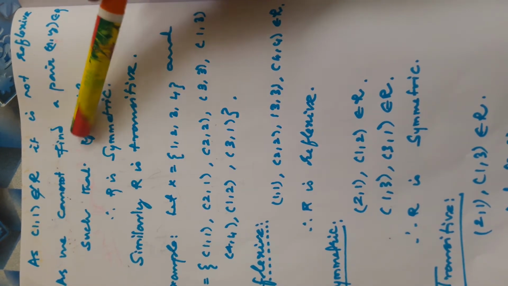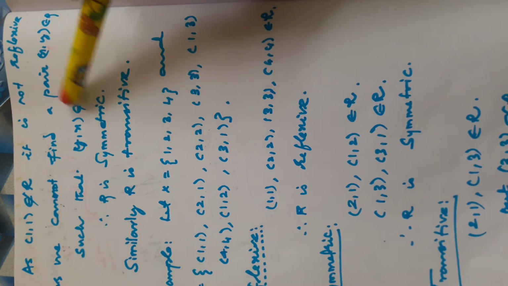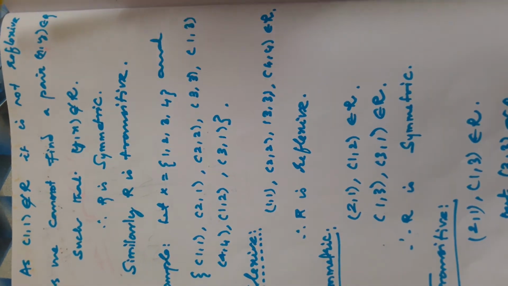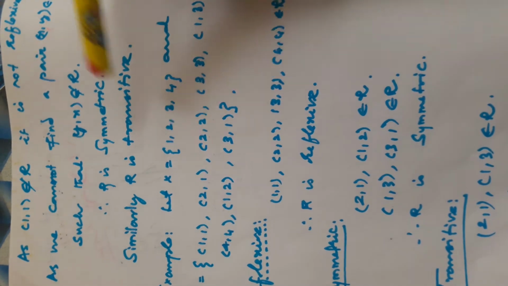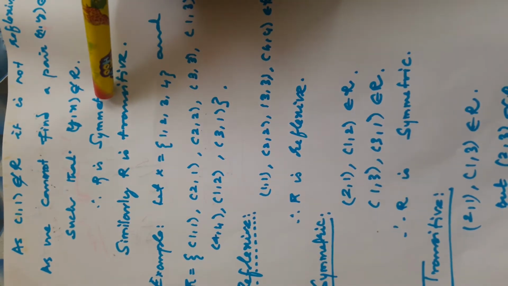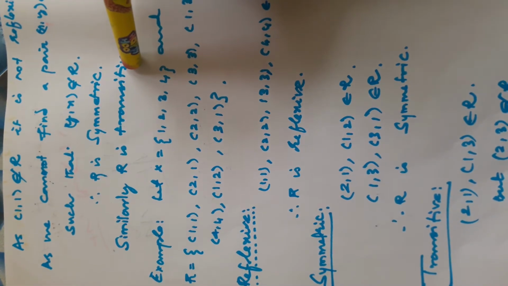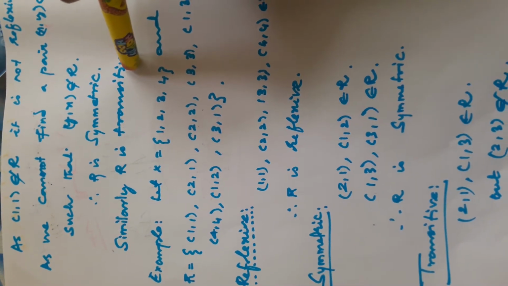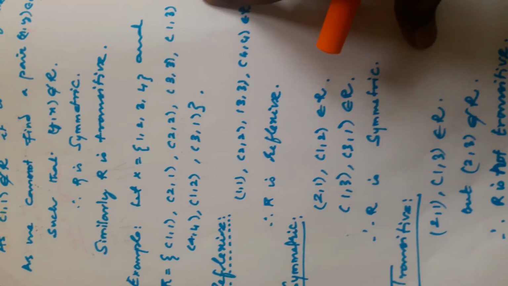But as we cannot find a pair (x, y) belonging to R such that (y, x) does not belong to R. If there are no elements, we need not check the symmetry. So the answer will be: your R is symmetric, and similarly R is transitive. Okay. So now we come to one more example.